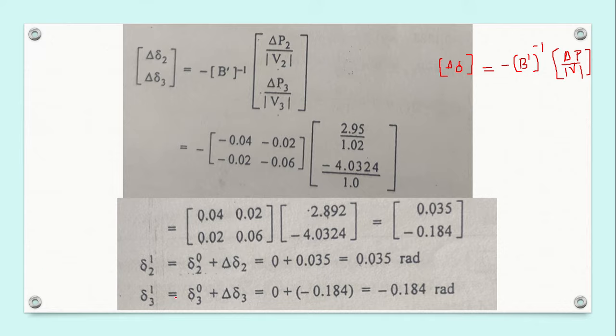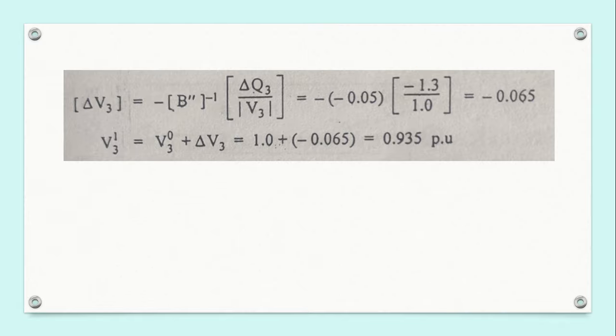And for the third bus, initial value plus correction factor, that is 0 plus that correction factor, which is equal to minus 0.184 radians. Now we have to calculate the voltage.